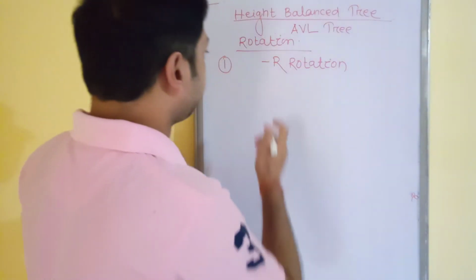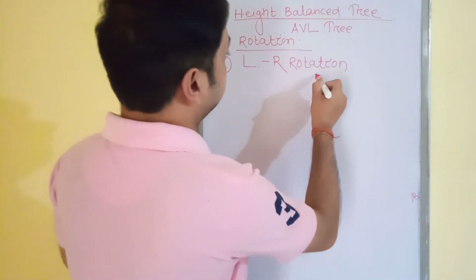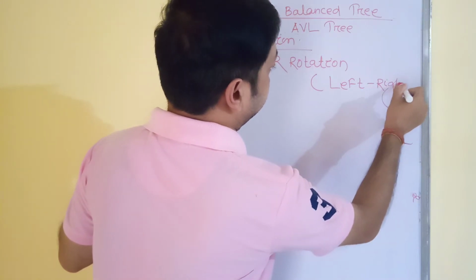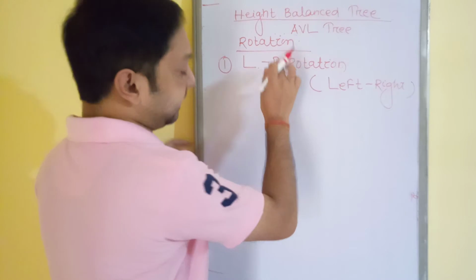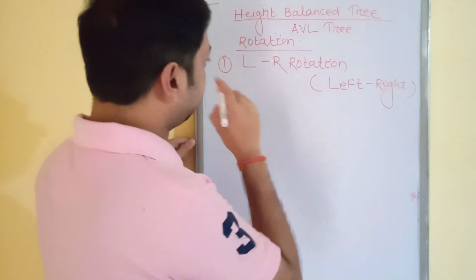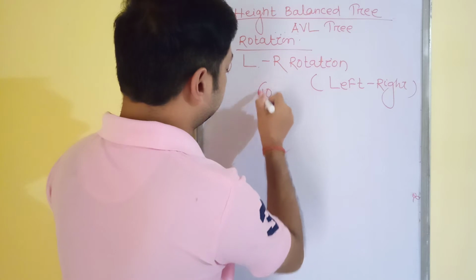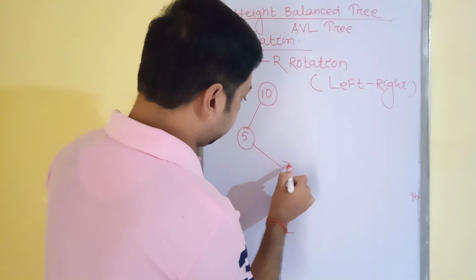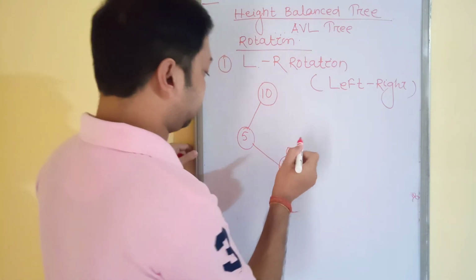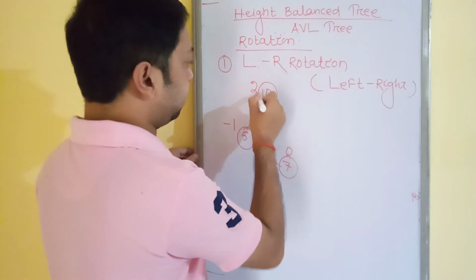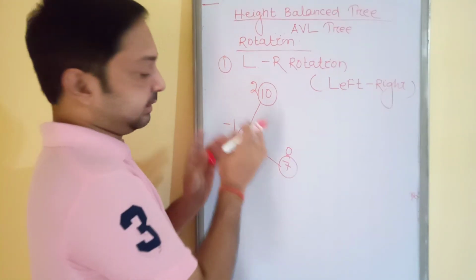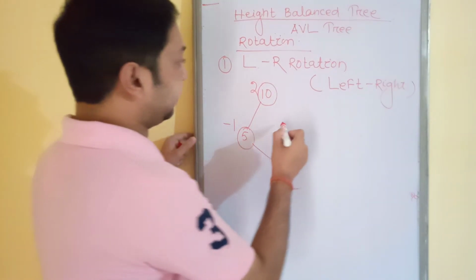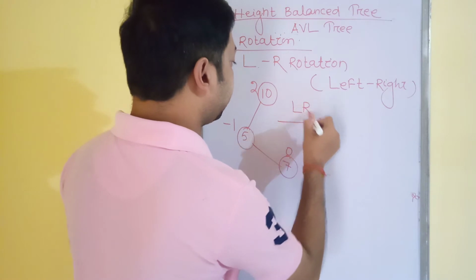Now the third one you can see, LR rotation. That means left, right. The first one indicates the subtree, the second one indicates the node. So now you can see here 10, 5, 7. Now you can see this is 0, this is minus 1, but this is 2. How is it 2? Because on the left hand side, two nodes are there. 7 is present on the right hand side of 5, but on the left hand side of 10. So in that case you need to apply your LR rotation.